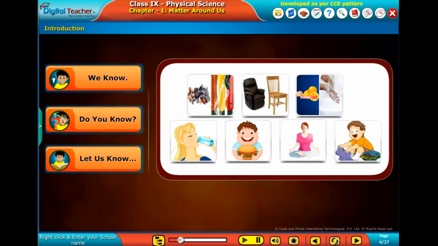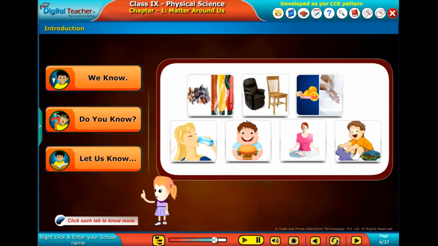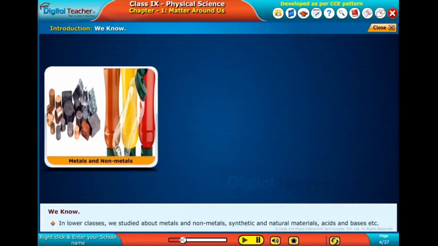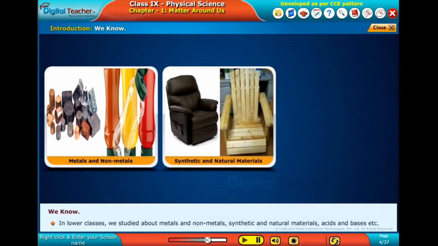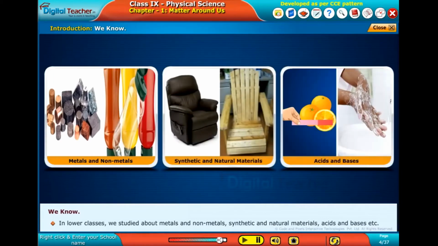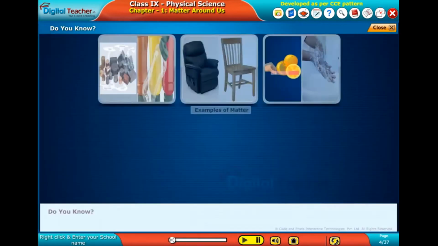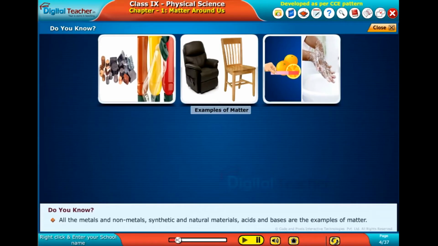Introduction. Before entering into the chapter, follow the instructions shown on the screen. Click each tab to know more. In lower classes, we studied about metals and non-metals, synthetic and natural materials, acids and bases, etc. All of these are examples of matter.